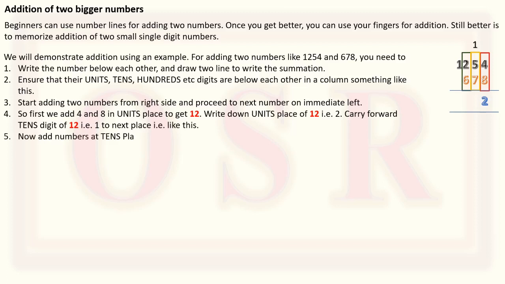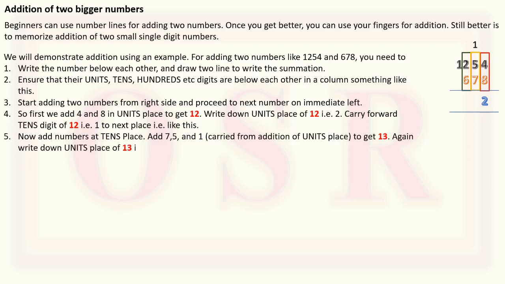Now add numbers at the tens place. Add 7, 5 and 1. 1 is carried from the addition of the units place to get 13. Again write down the units place of 13, that is 3, and carry forward the tens digit of 13, that is 1, to the next place like this.